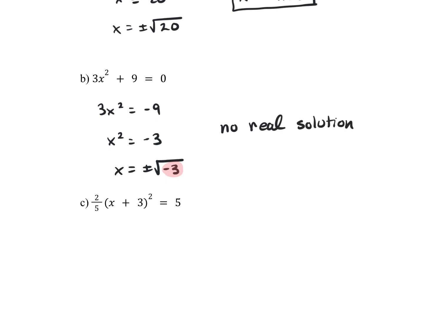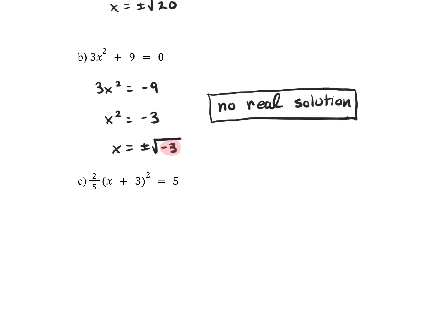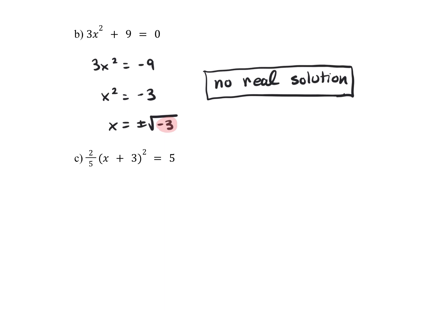The reason why I'm not just saying no solution is later on in this chapter, we're going to talk about a way to find what are called imaginary solutions, but for today, we'll just say that there are no real solutions because you cannot take the square root of a negative number.